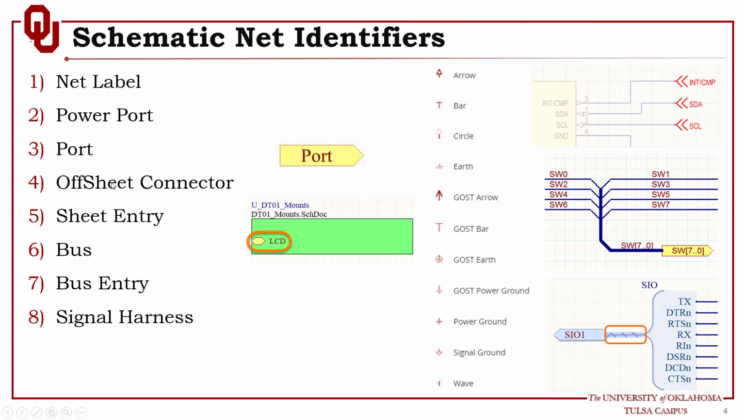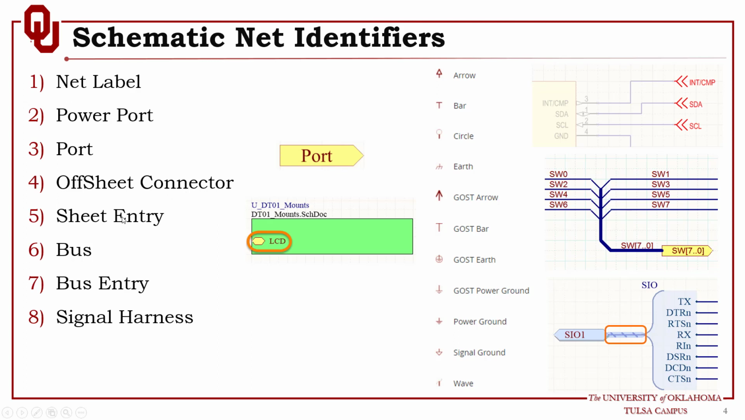So what is the difference between port and off-sheet connector? Because both of them are used to connect nets between 2 different schematic sheets. Basically, the short answer is off-sheet connectors are used when you do a flat design. Boards are more into hierarchical design, and also we'll see that in a minute. We'll simplify it, but here we are just presenting different types of net identifiers.